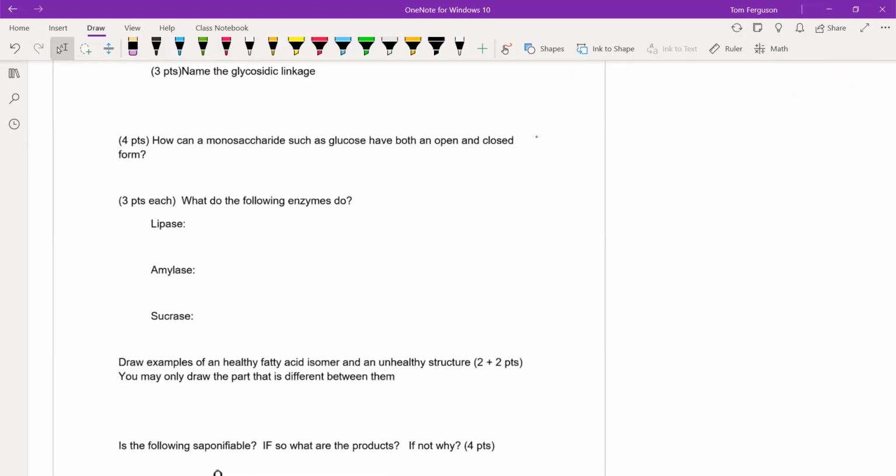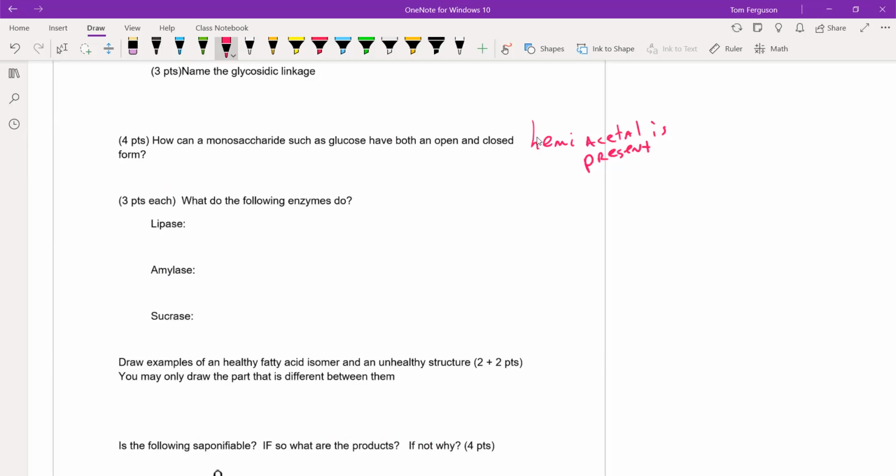How can a monosaccharide such as glucose have both an open and closed form? The hemiacetal is present. No hemiacetal, it does not open up.